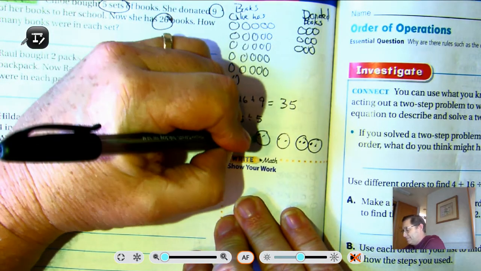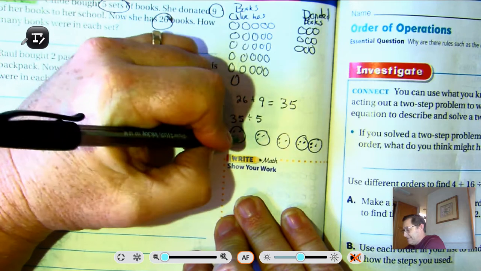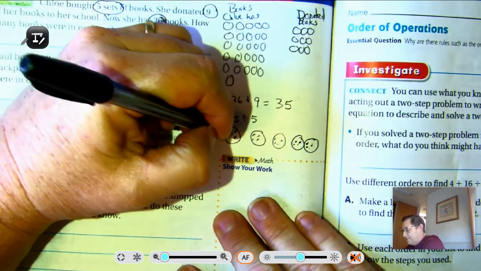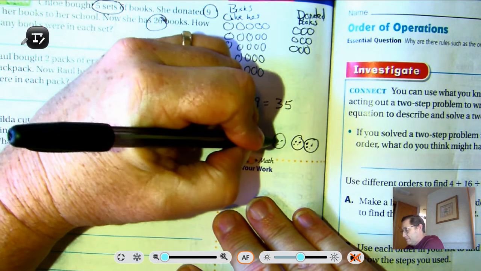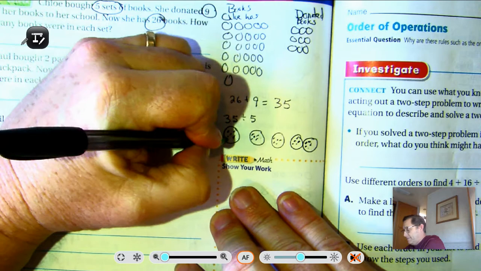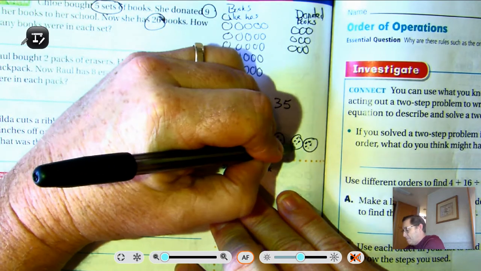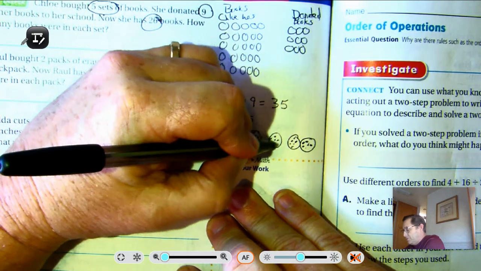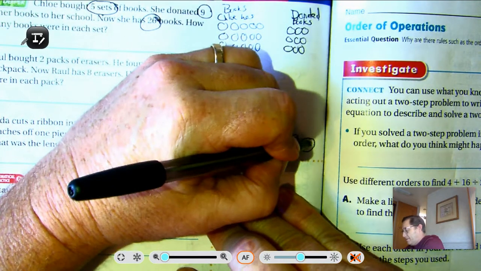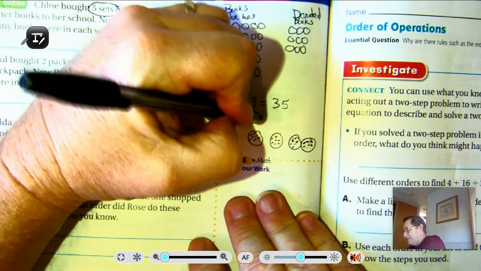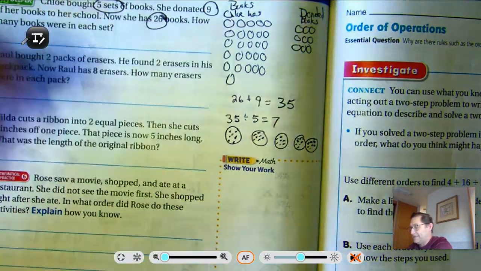That's 10, 15, 20, 25, 30, 31, 32, 33, 34, 35. So we have 7 books in each set.